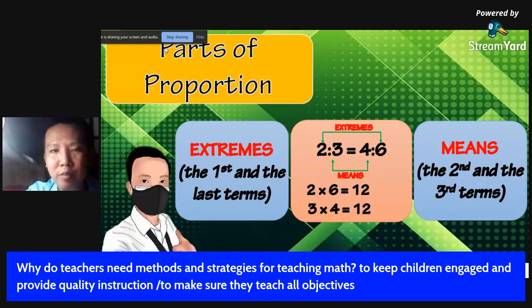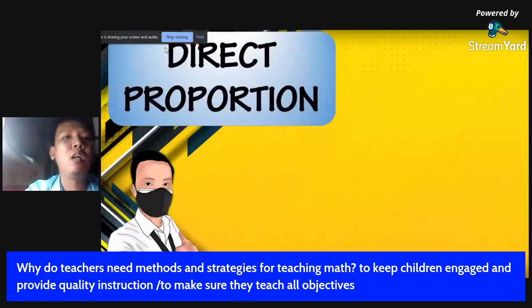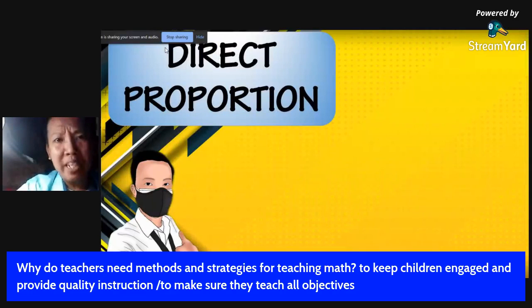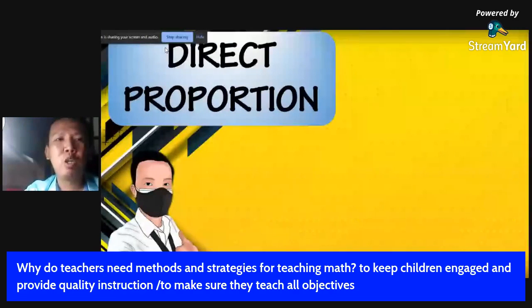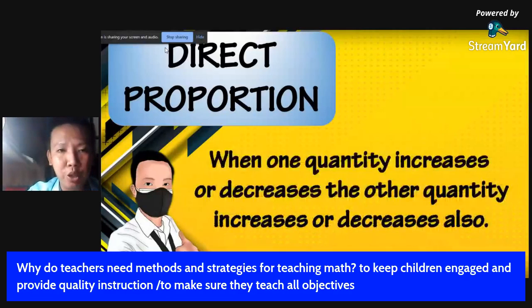Okay, so I think we can now proceed with our next presentation. Let's talk about the different kinds or types of proportion. So let's first talk about direct proportion. According to the definition given, direct proportion is when one quantity increases or decreases, the other quantity increases or decreases also.